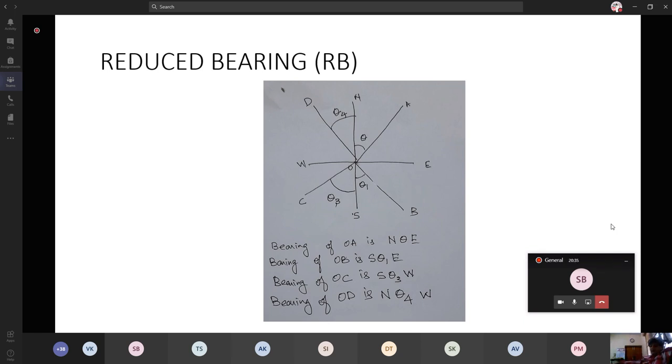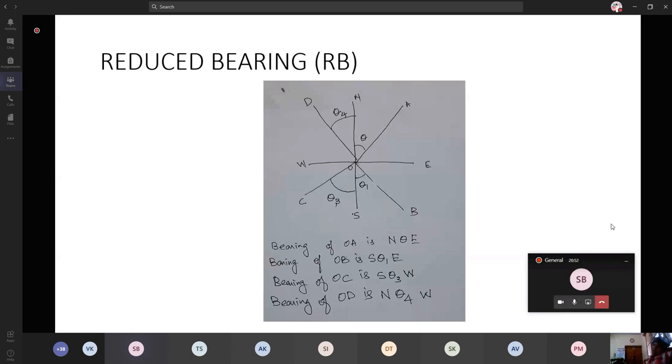So I say OB is south theta 1 east. What is theta 1? Suppose the whole circle bearing of the line OB is alpha. Then theta 1 is 180 minus alpha. Do you get it? Okay.